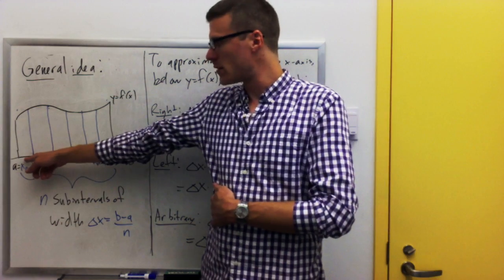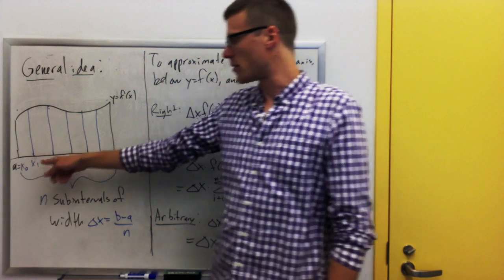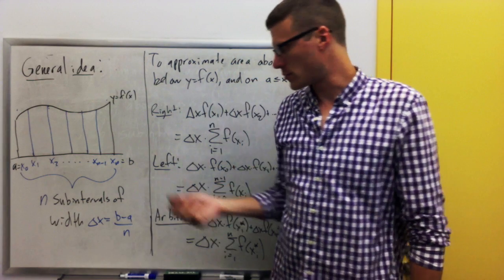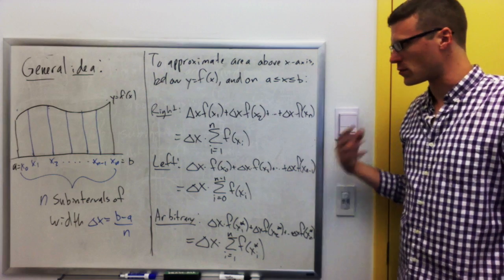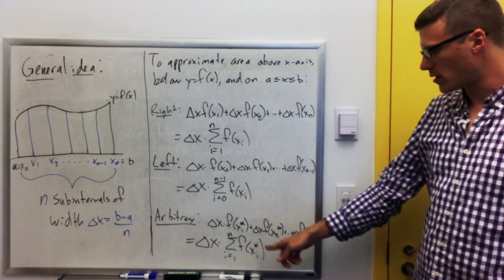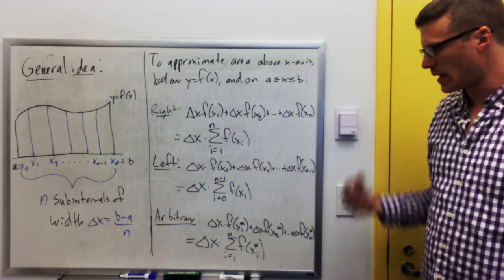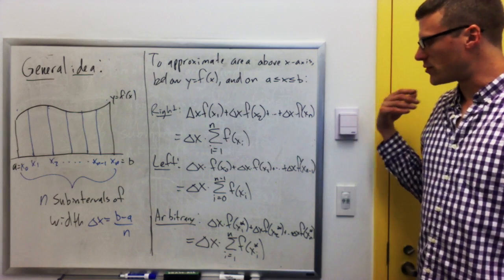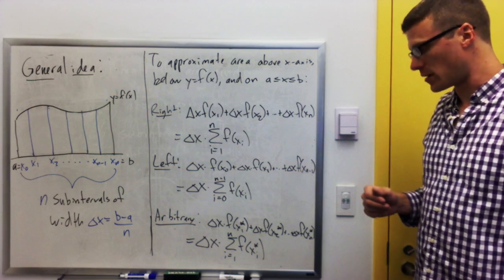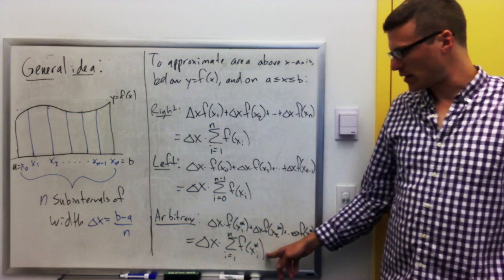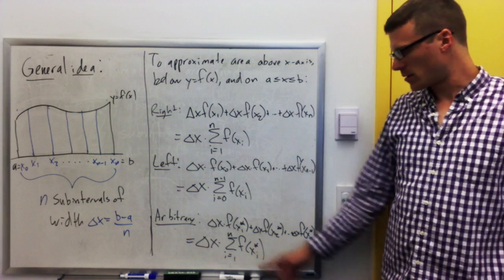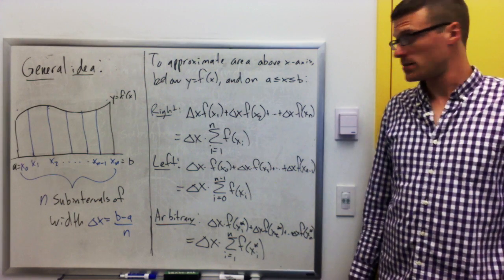And so x1 star is a random point from the first subinterval. x2 star is a random point from the second subinterval. x3 star from the third subinterval, etc., all the way up to xn star, which is a random point from the nth subinterval. Then I can take delta x times f of x1 star plus delta x times f of x2 star, etc. The delta x is always the same. It's just here I'm determining the height by the value of the function at a random point in each subinterval. But again, I can factor out the delta x, and I'm left with delta x times the sum from 1 to n of f of xi star, and these are my approximations.